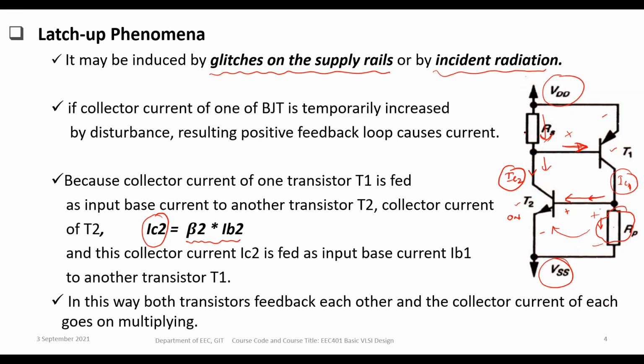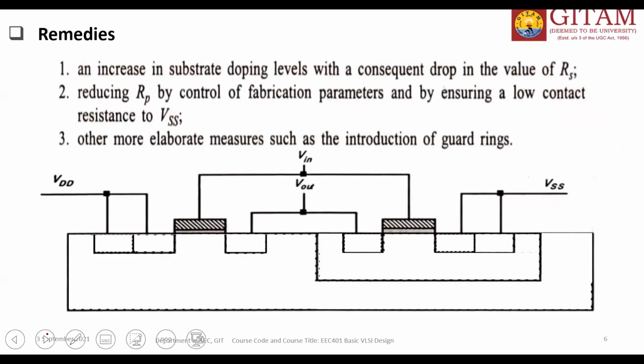That is the reason why the doping concentration of the substrate or a well, we have to maintain carefully. Otherwise, if any current flows within this particular device, it will affect the circuit, right? So that is the obvious solution. Another solution is that we just have to provide guard rings here, guard rings.